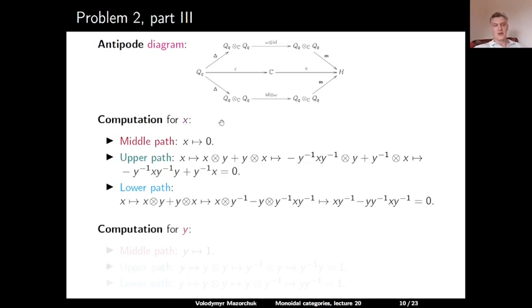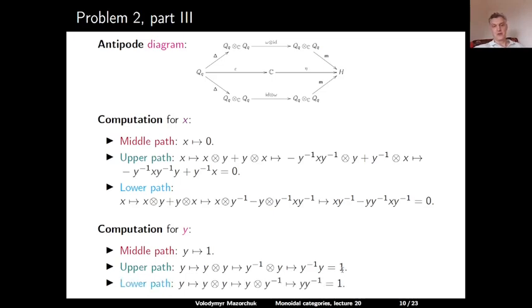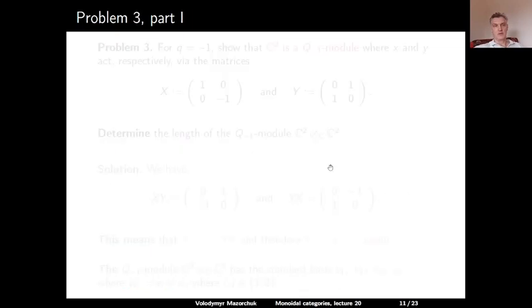And the evaluation at y is really easy. So the middle path gives us 1 because epsilon sends y to 1, and then eta sends 1 to 1. And the upper path is as follows. So y is sent to y tensor y. Applying the antipode on the first factor, we get y inverse tensor y, and when we multiply them, we get 1. And similarly for the lower path. So this completes problem 2.